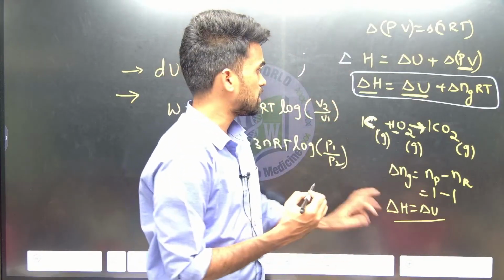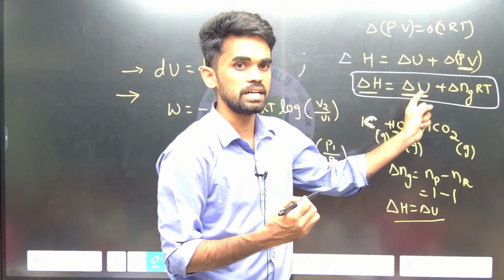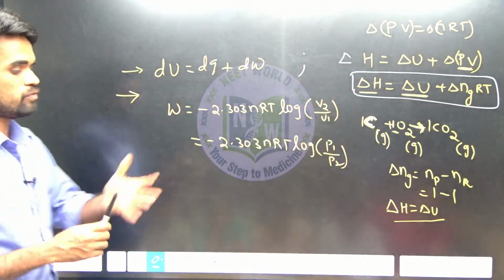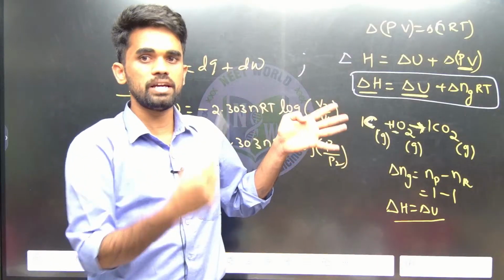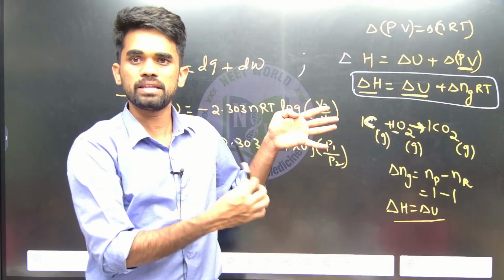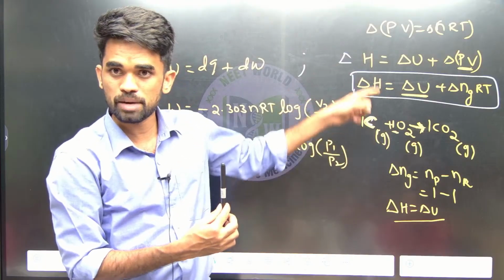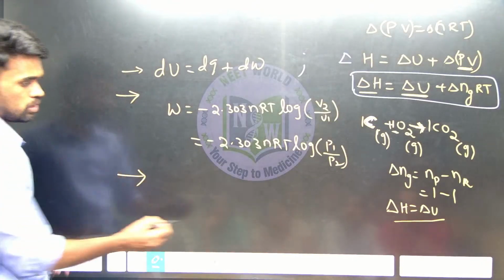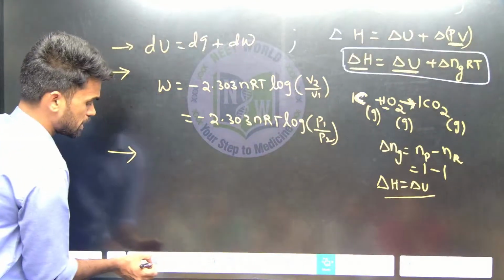Like this they will ask what is the relation between delta H and delta U for a particular reaction. Or they will give 4 reactions and ask for which of the following reactions delta H equals delta U. Like that they make the question. You got now how to do this type of questions? Done. Next, after this I have told you about heat capacity also.